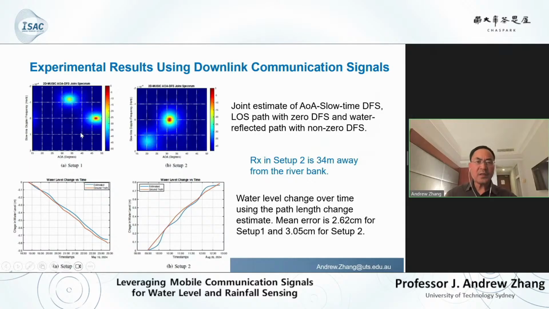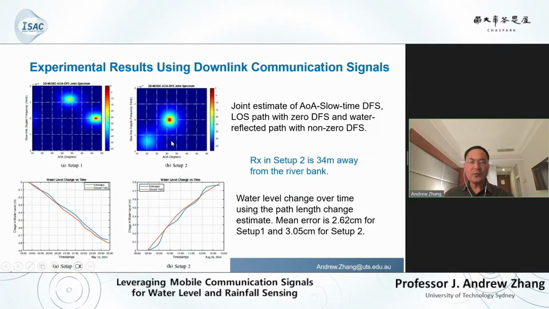The left one is for the Doppler and the angle of arrival (AOA) plots, the heat map plots, for two paths. One is a line of sight path from the base station, and another one is a reflected path from the water. In this setup, the receiver is very close to the water. So as you can see, the reflected path is relatively strong.